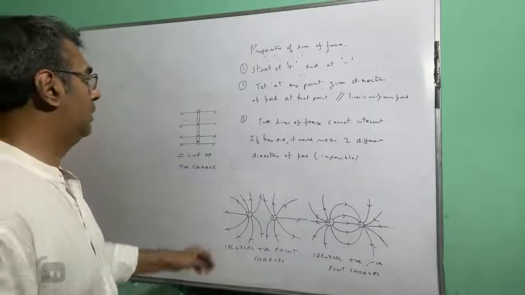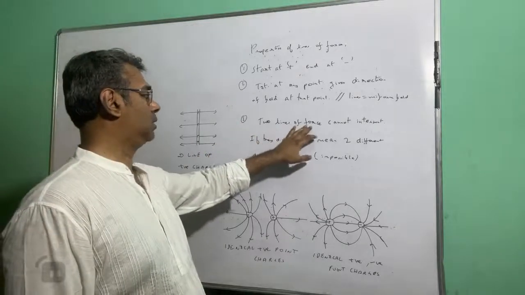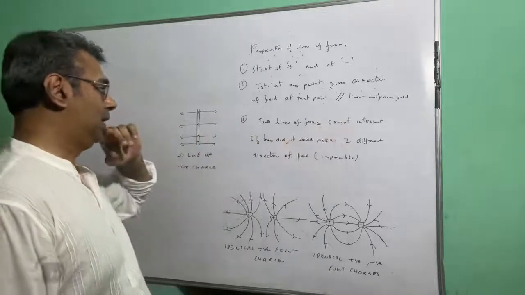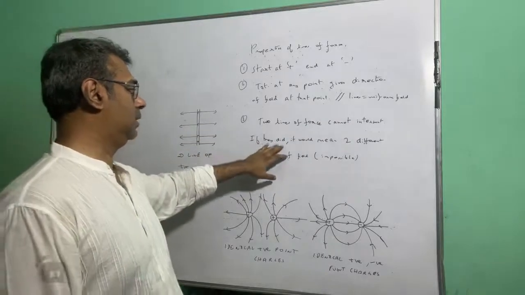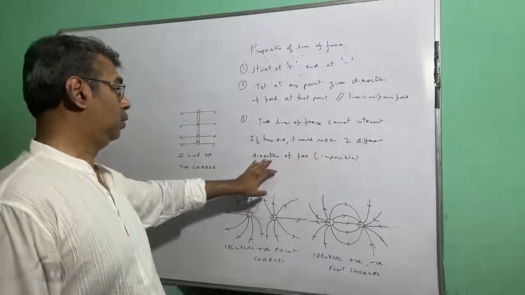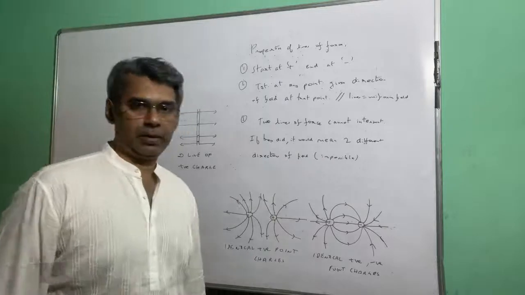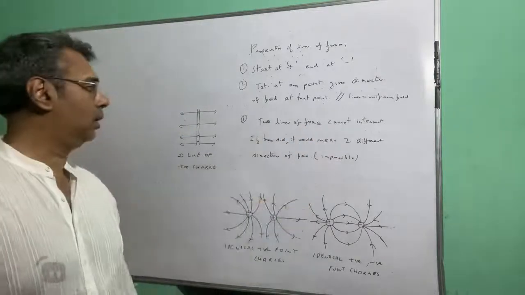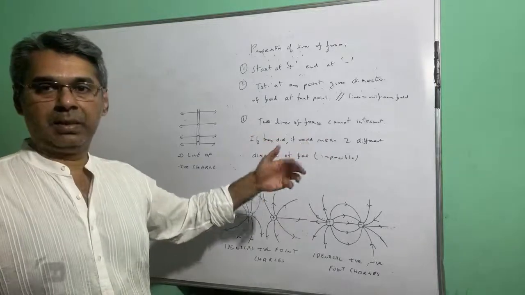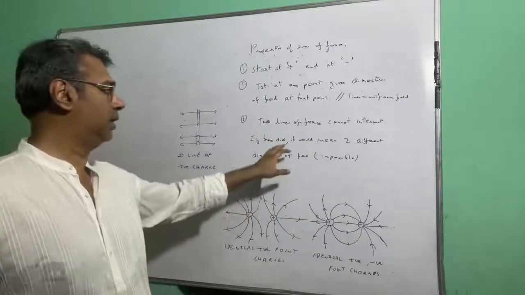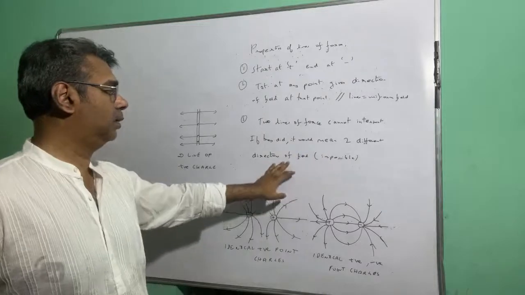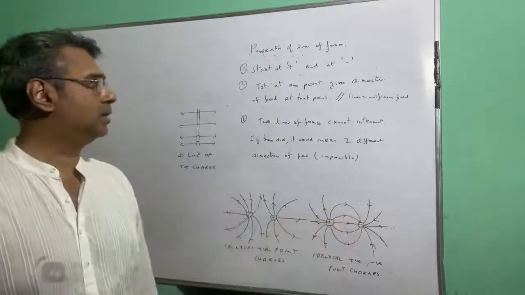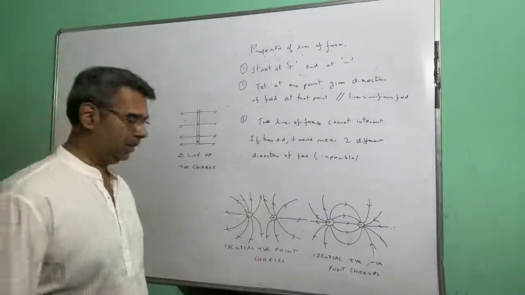Next we come to point number 3. Two lines of force cannot intersect, because if they intersected it would mean two different directions of field at the same point, which is impossible. If somebody asks what happens if they intersect, it would mean there will be two directions of field at the same point. That is impossible. So this is property number 3.